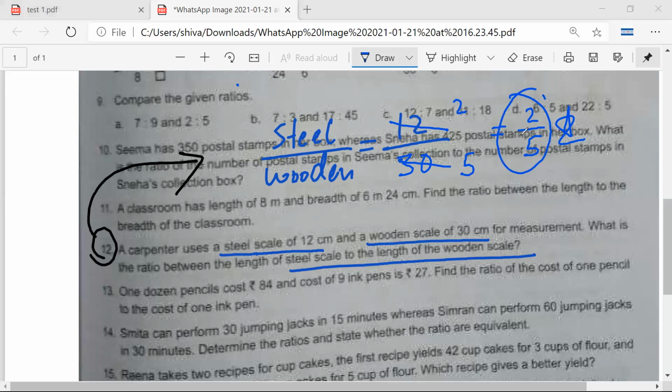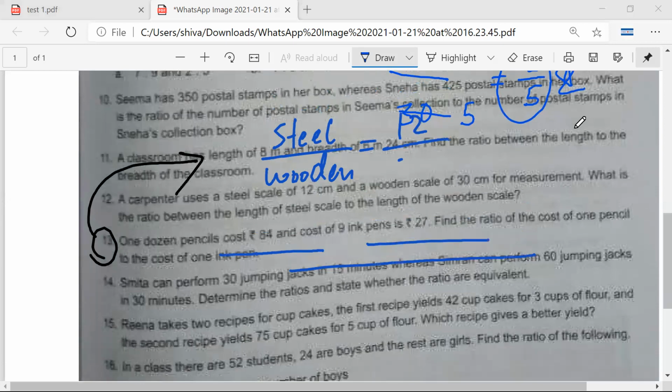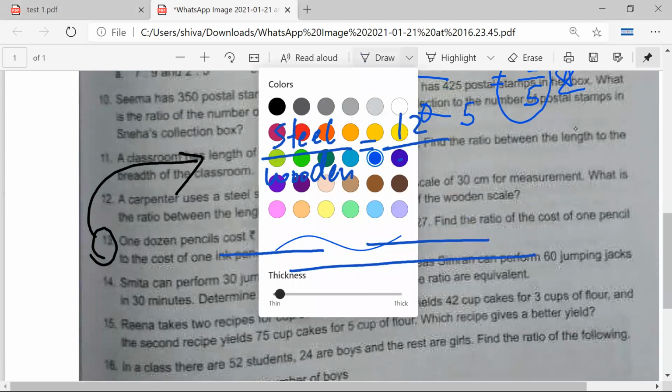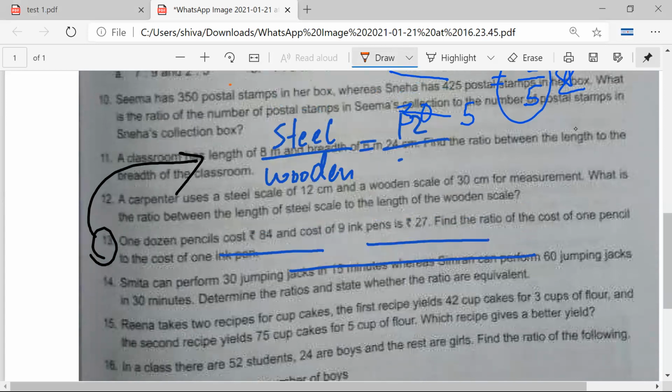Okay. Question 13. Yeah, so question 13. Mr. Satya, have you done question 13? Yes. Okay, how to do question number 13? Can you explain?